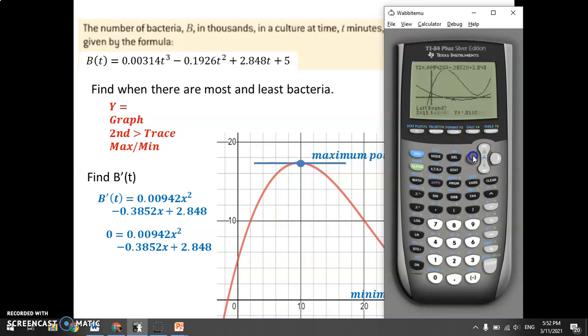So now left bound, I want to go to the left of the one point I want to find there. Go like that, left, enter. Now it says right bound. I'm going to go to the right of that other 0 or x-intercept. There we go. And now guess. I'm going to move it close to somewhere in the middle there. Great. Enter. All right. Let's check.